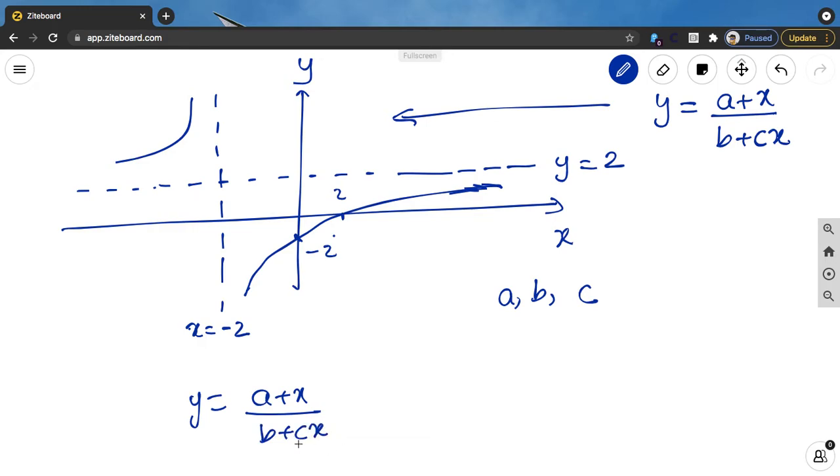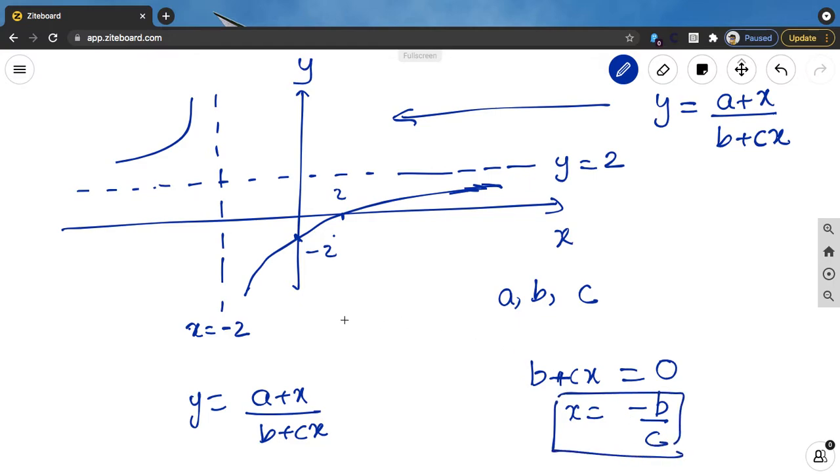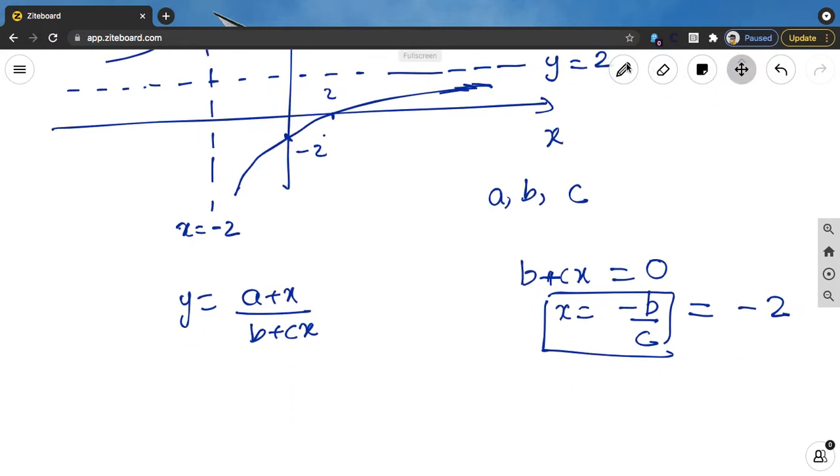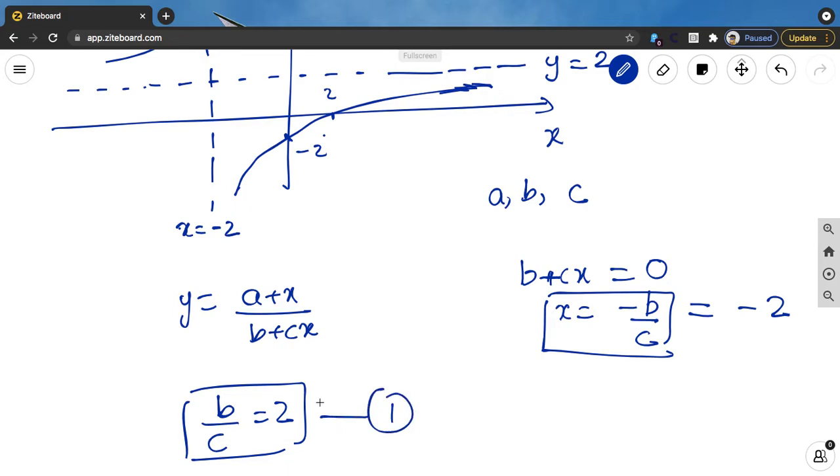Where will the vertical asymptote be? The vertical asymptote will be where the denominator becomes 0. When does the denominator become 0? When x is -b by c. Correct? So do I know the vertical asymptote from the graph? Yes, I know that it is equal to -2. So b by c is equal to 2 is my first equation that I come to know from that graph.